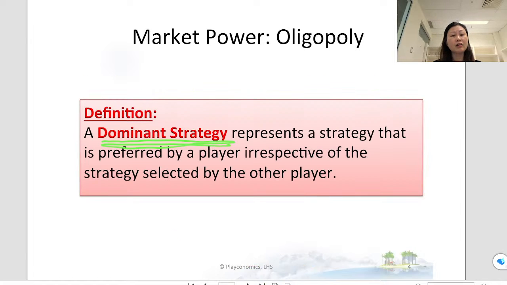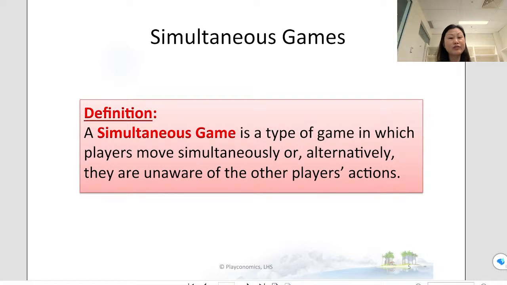Now, as we start off looking at game theory, we start off by defining what a dominant strategy is. A dominant strategy represents a strategy that is preferred by a player irrespective of the strategy selected by the other player. This is going to be a really, really important thing for you to know how to identify. And I will keep reminding you of the importance of understanding how to derive or determine a player's dominant strategy.